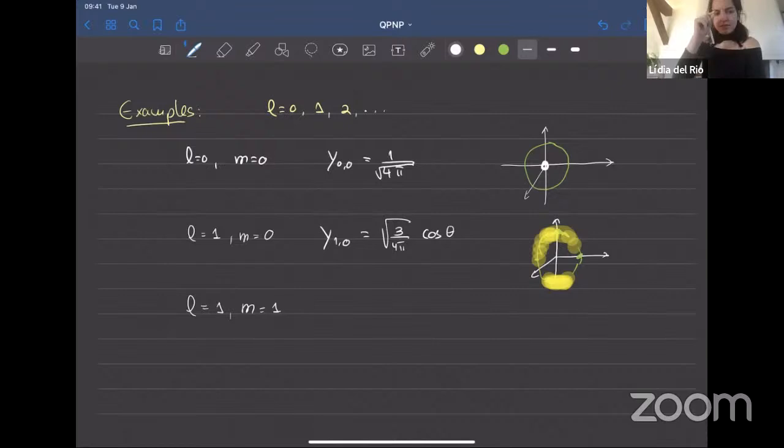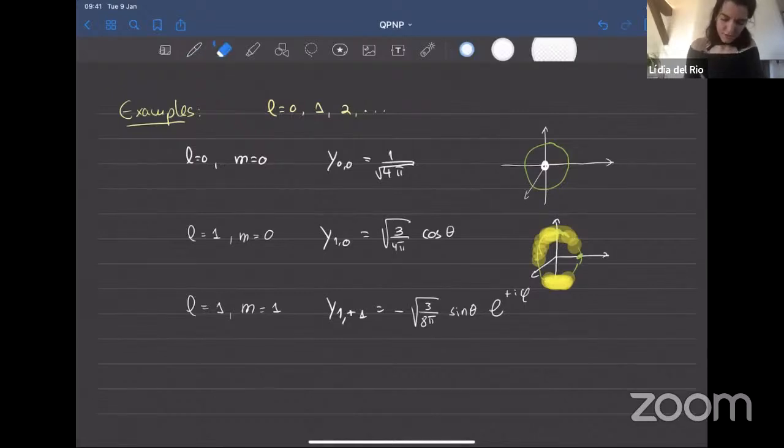And now the total angular momentum is one, and it's all in the z direction, right? So then, this is plus one, and if it's minus one, then you just get some different signs there.